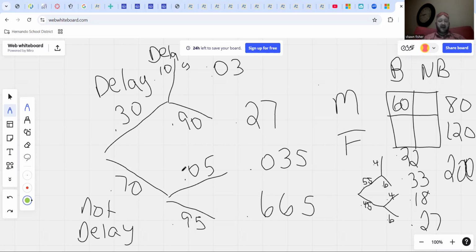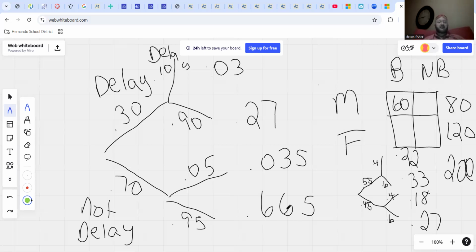From there, 5% chance, if it's not delayed, it'll be because of mechanical. That means 95% chance of it not getting delayed from the weather, will not get delayed from mechanical. Usually about 66.5% of these airlines, if we picked one at random, is going to have a chance to not be delayed.